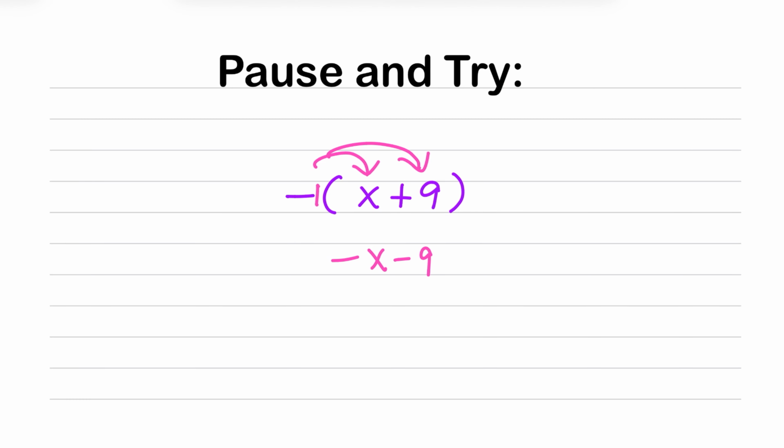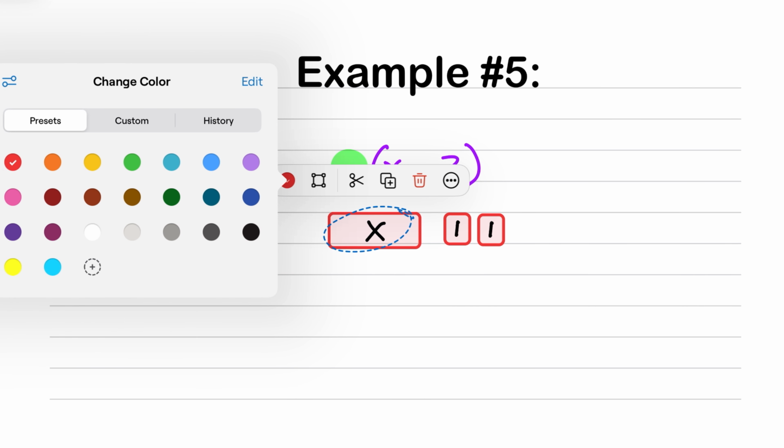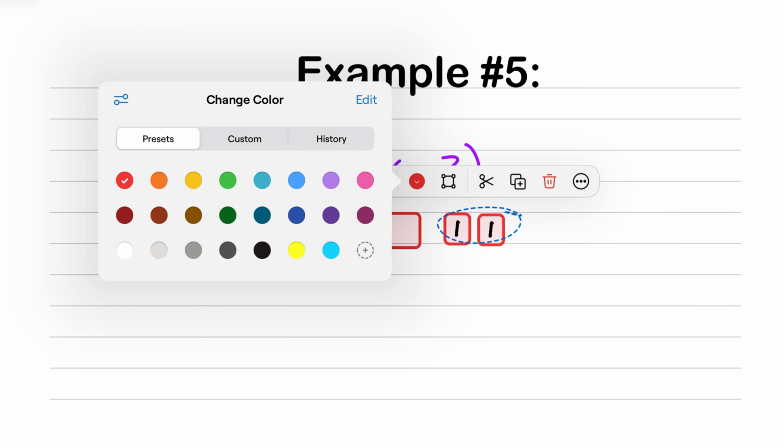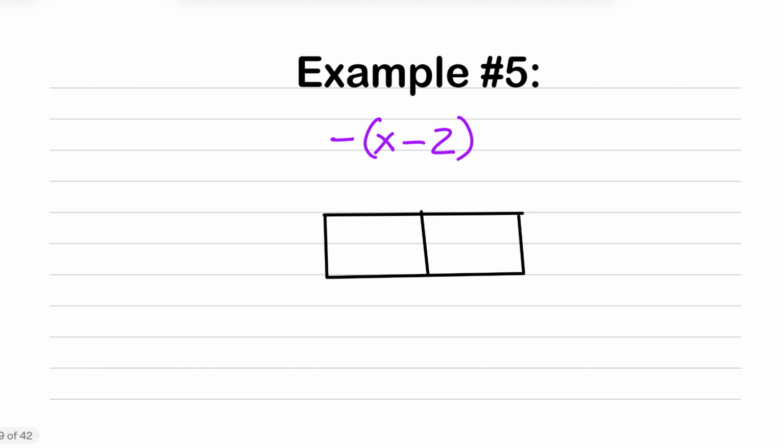-1 times x is -1x, which is -x. -1 times 9 is -9. We could write it as plus negative or just write minus, which is the simplified answer. For this one, we have the opposite of x minus 2. The 2 is negative. To do the opposite of it, we're going to change the x from positive to negative and the 2 from negative to positive. So both terms inside the parentheses change signs. We went from a positive x to a negative x, from -2 to +2.